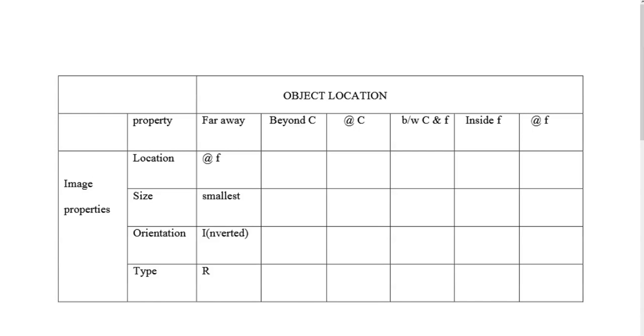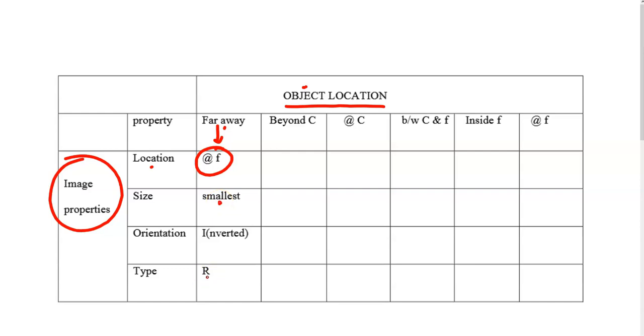So if you look at image properties that we found from the ray diagrams as a function of object location, just like a mirror, you will see that there is a pattern. We're going to start with the location of the object. If it is very far away, then the image location is at F. In other words, the rays come in parallel, and the image is smaller than the object, the smallest possible size you can get. It's inverted, I, and it's real, R.